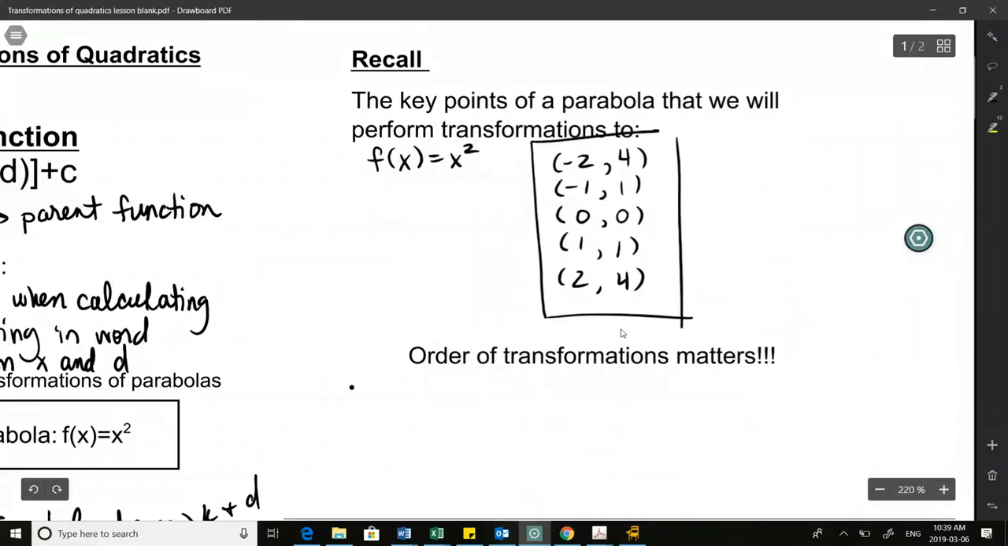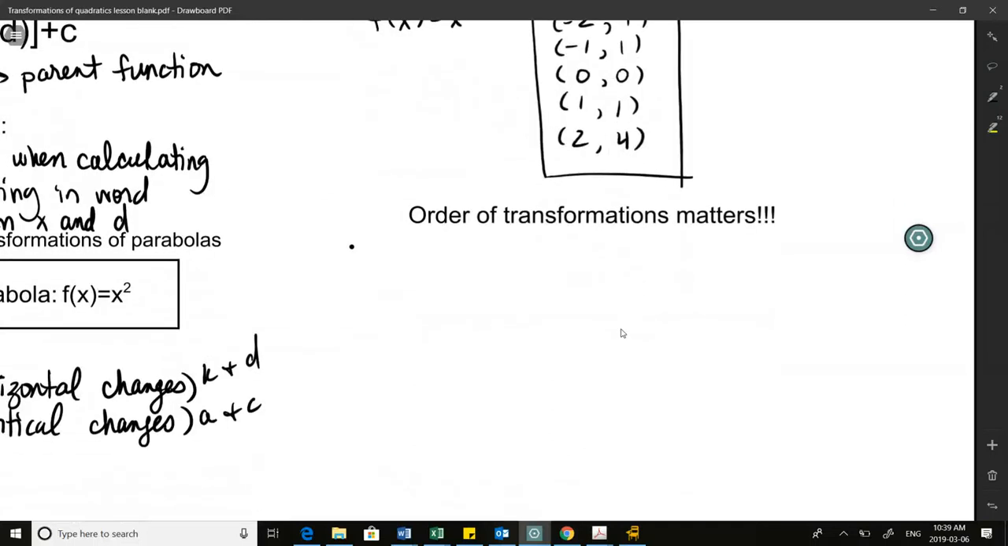So in the lesson that we just finished up from yesterday, we had some pre-graphed functions where we located some key points on those, and then those were the points that we used to transform. These are kind of like the key points that we'll transform for this specific parent function. Okay, and then just a reminder that your order of transformations matters. So we talked about how we have to do all stretches, compressions, and flips first, so the A and K transformations, and then we do the shifts last.